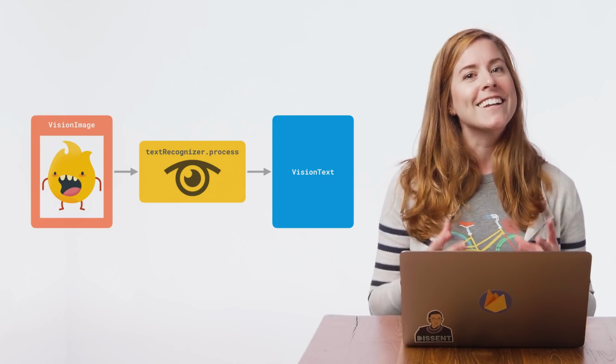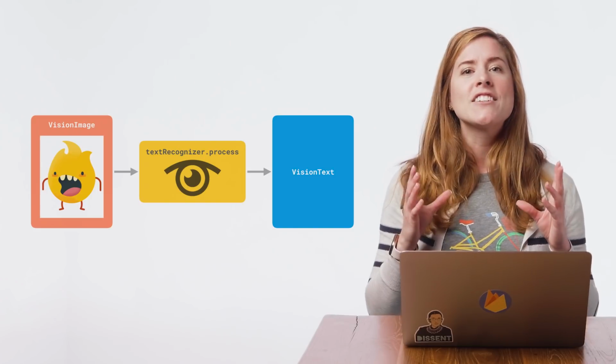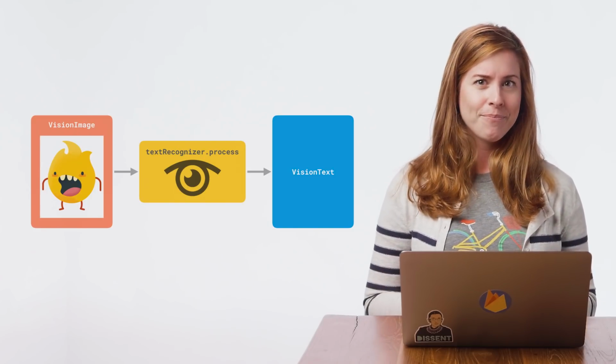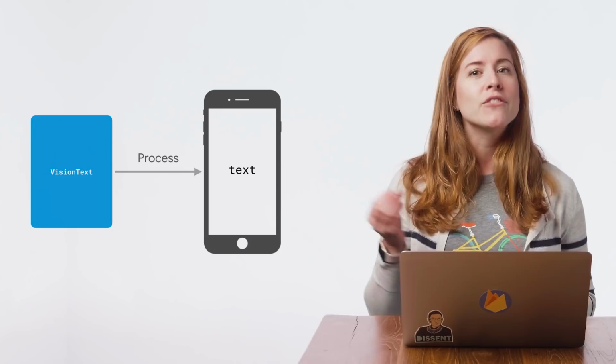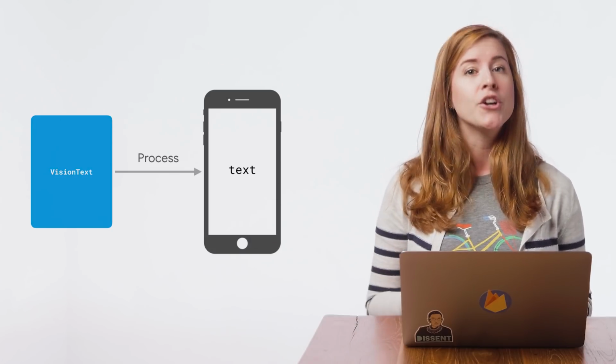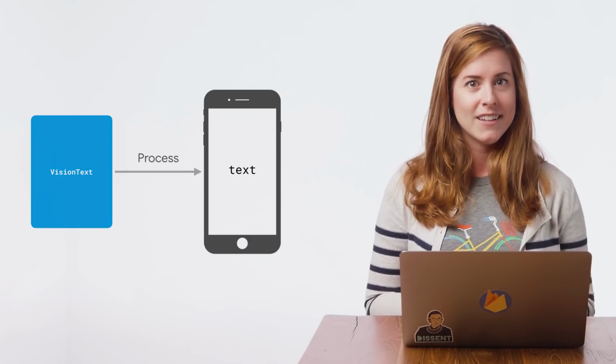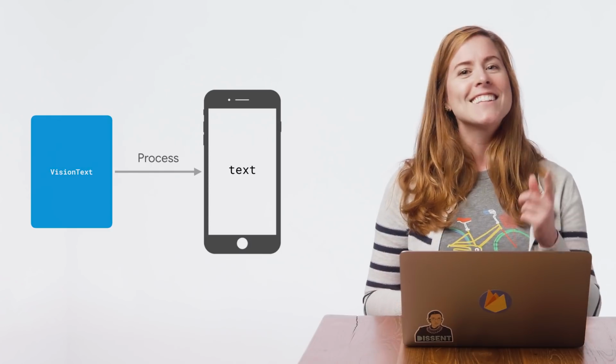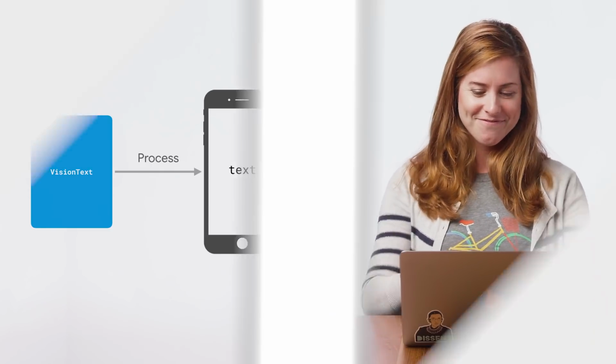Vision text is recognized text in an image. I'll get into the details of this object a little later. Finally, I pass vision text from my completion handler to a function to process the text and then display it on screen. Let's see what these steps look like in code.